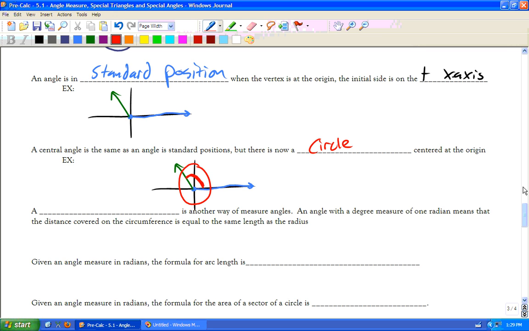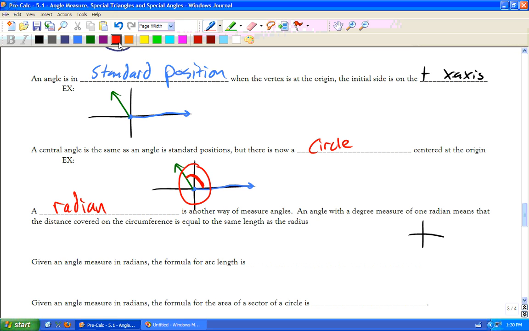There's another way of measuring angles. All you've been introduced to so far is that an angle gets measured by a degree. Well, just like a length could get measured in feet or in centimeters, there's another way that measures angles. It's called a radian. A radian is another way of measuring angles.